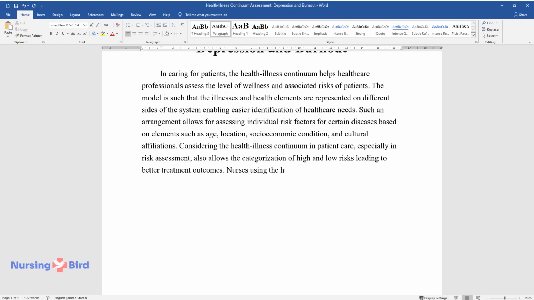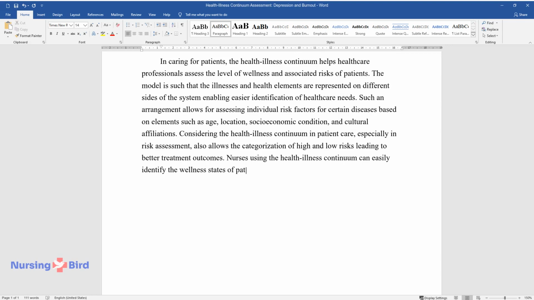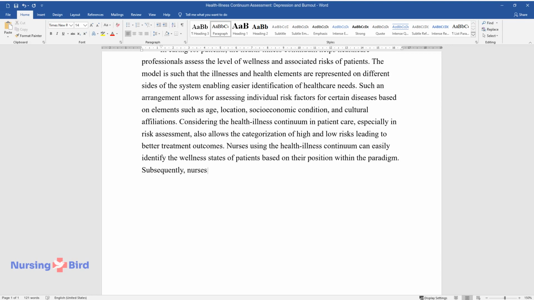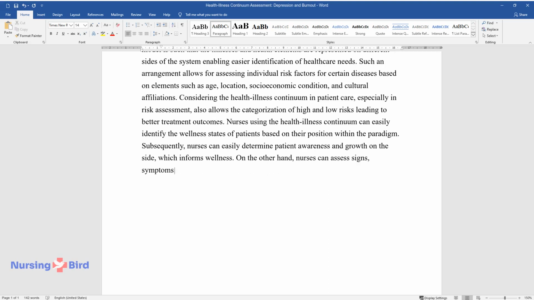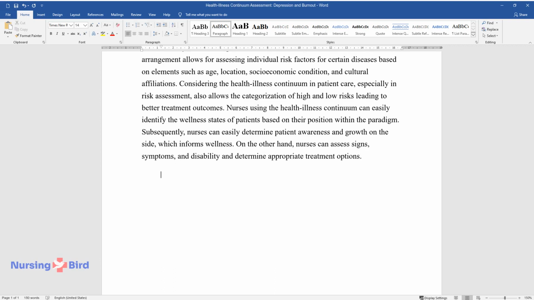Nurses using the health illness continuum can easily identify the wellness states of patients based on their position within the paradigm. Subsequently, nurses can easily determine patient awareness and growth on the side, which informs wellness. On the other hand, nurses can assess signs, symptoms, and disability and determine appropriate treatment options.